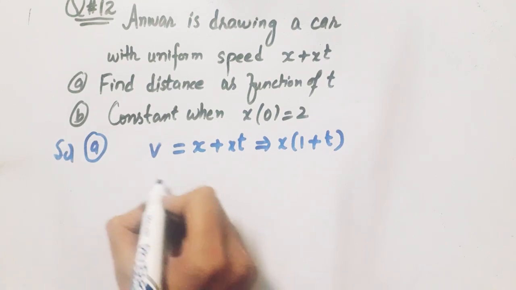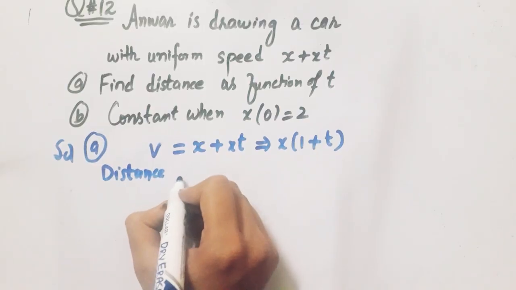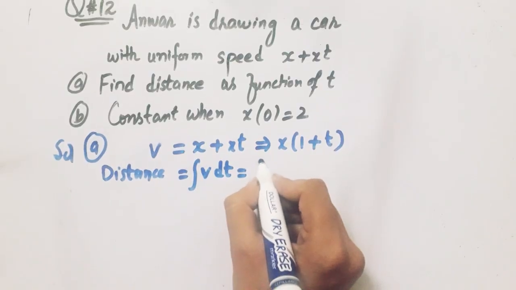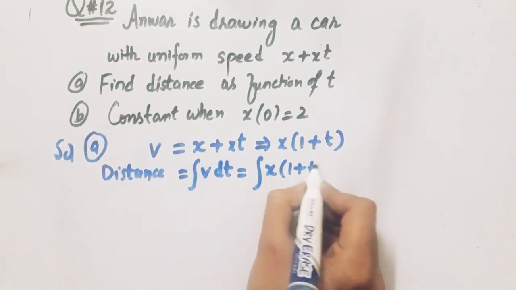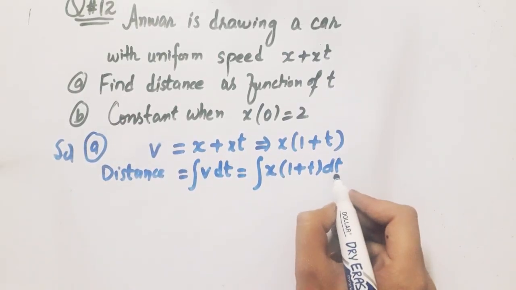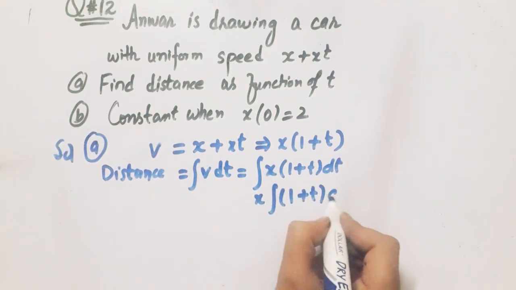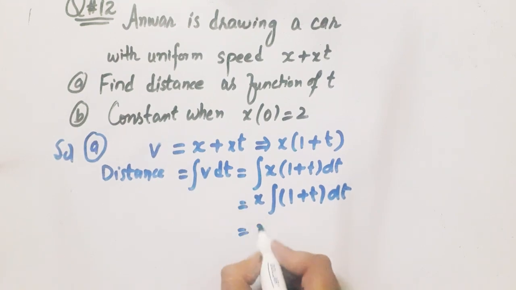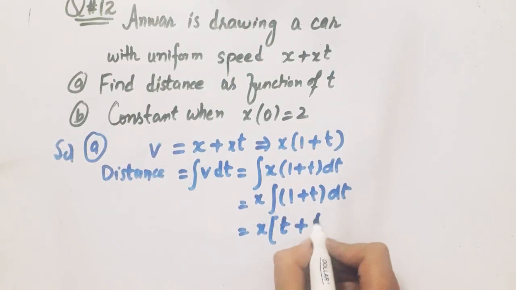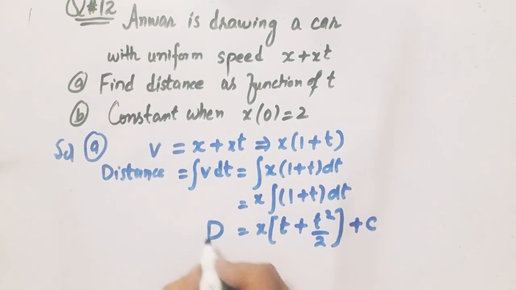Now you have to find the distance. So you know that distance is equal to the integration of v with respect to time. So v is equal to x into (1 plus t) dt. Here we take x as common because we have to integrate this with respect to t. So this will become integration of 1 is t and integration of t is t square by 2, and plus c is also used. So this is the value of distance.